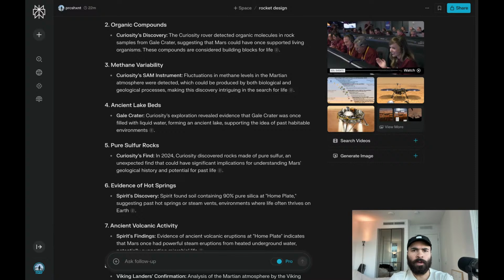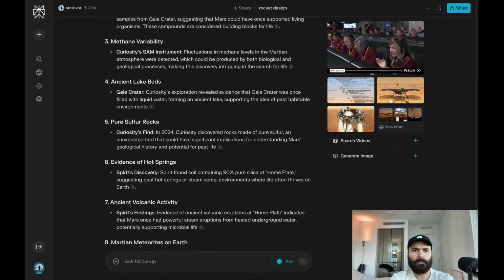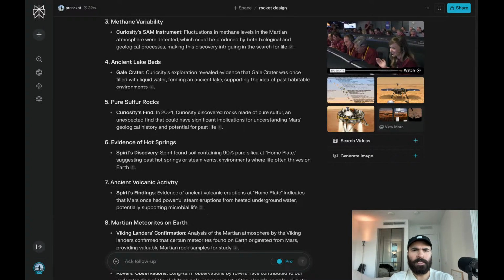The Curiosity rover detected organic molecules in rock samples from Gale crater, suggesting that Mars could have once supported living organisms. These compounds are considered building blocks for life. Curiosity's SAM instrument detected fluctuations in methane levels in the Martian atmosphere, which could be produced by both biological and geological processes, making this discovery intriguing in the search for life.